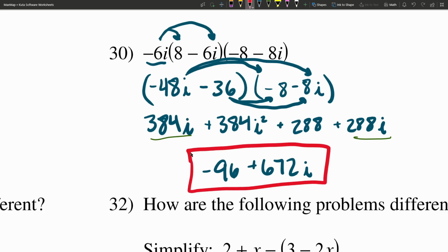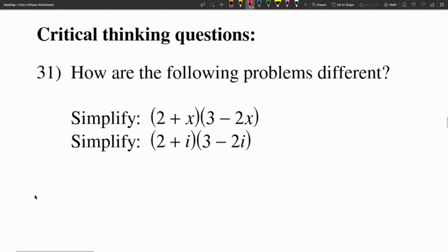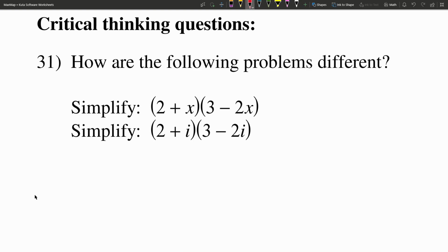Let's move on to our next set of directions. So here we are moving on to these critical thinking questions. We have number 31 and 32, which both ask how the problems are different. So let's think about number 31. The first part has us simplify 2 plus x and 3 minus 2x. The next is to simplify 2 plus i and 3 minus 2i. So it looks like we're going to need to perform the same exact thing for both problems. But remember, there's one extra step we're going to have to do.